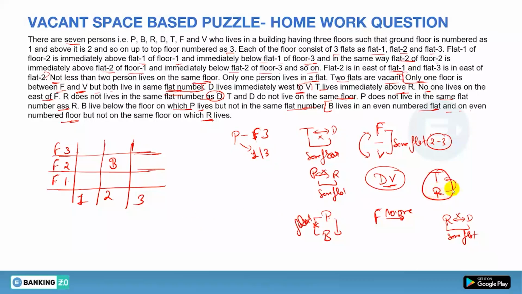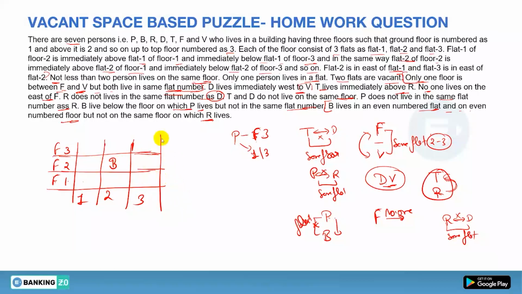Now see, you know that immediately above R it is T, but R can't be on the second. If it is on the second floor, then R can't be on the third floor as well, because above R you need T. So it is obvious that R will be on floor number 1, and it can be on flat number 1 or 3. Why not flat number 2? Because immediately above R we need T. So there are two possibilities.